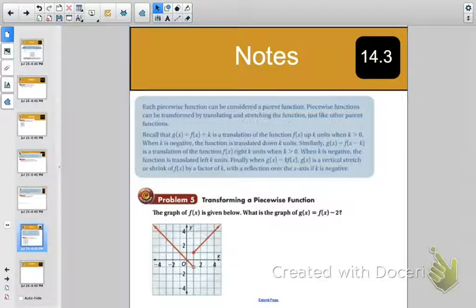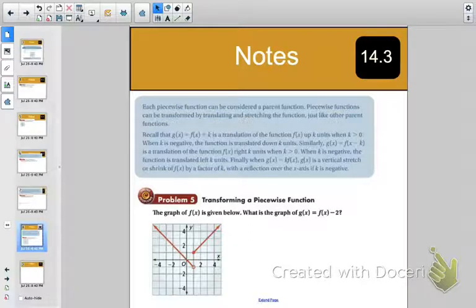Okay, so this one says, each piecewise function can be considered a parent function. Piecewise functions can be transformed by translating and stretching the function just like other parent functions. Recall that g of x equals f of x plus k is a translation of the function f of x up k units when k is positive. When k is negative, the translation is down. Similarly, g of x equals f of x minus k in the parentheses is a horizontal shift, left or right. And finally, g of x equals k times f of x is a vertical stretch or shrink by a factor of k, with a reflection if k is negative.